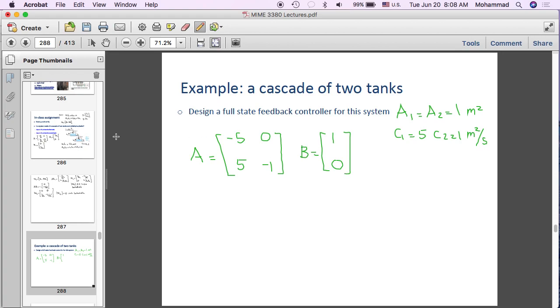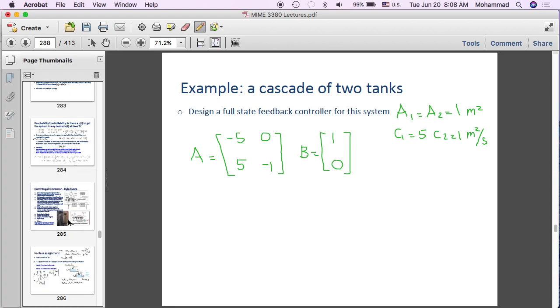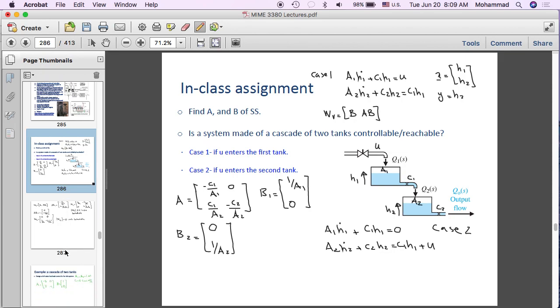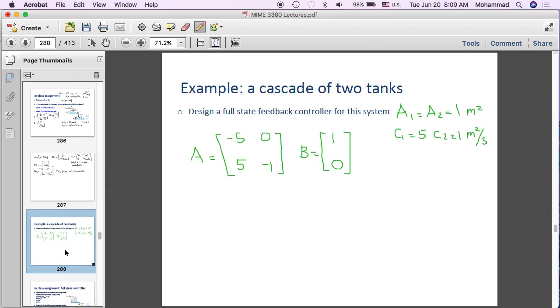So let's check one more time. The A matrix is minus C1 over A1, which becomes minus 5. C1 over A2 becomes 5. This is minus 1. And this is 0. So this is the system we showed was controllable, so we are going to follow that path. For the system that is not controllable, obviously we can't design a full state feedback control. If we have time, we can try that to see what goes wrong if you try to design a full state feedback control with that. Okay, so this is A and B.